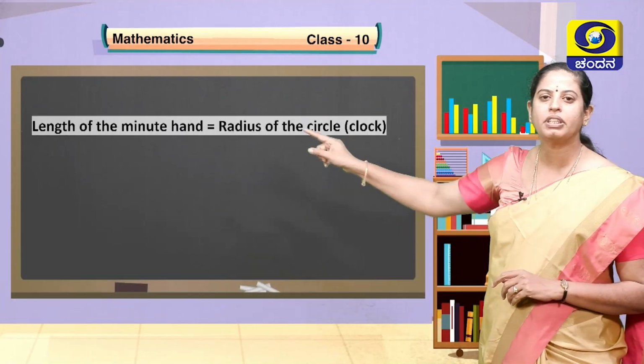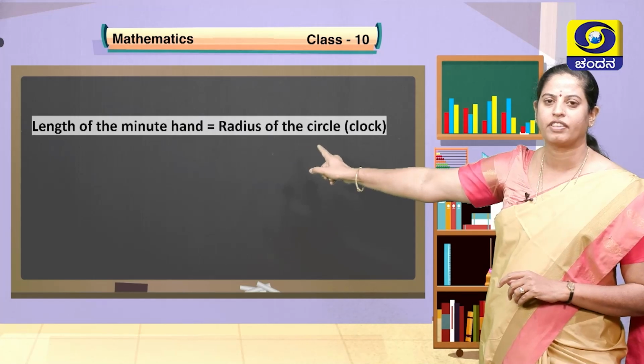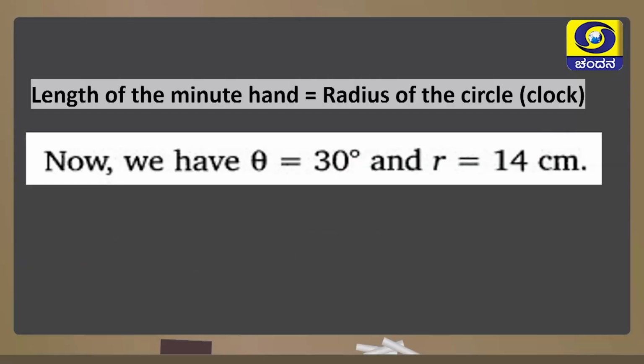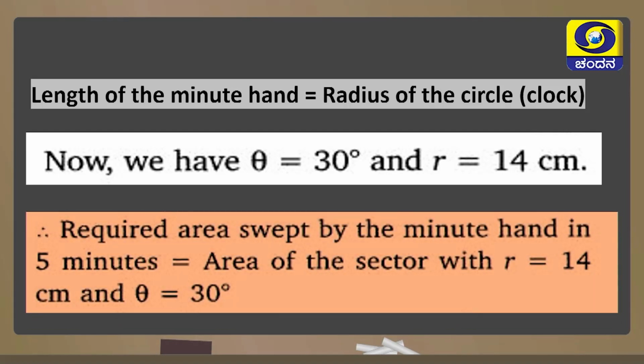Next, length of the minute hand is nothing but the radius of the circle. Assume that the clock is in the shape of a circle because it comes under the circle chapter. Now, we have theta equals 30 degree and r equals 14 centimeter. How to find the area of the sector? Yes, the required area swept by the minute hand in 5 minutes is the area of the sector with radius 14 centimeter and theta 30 degree.